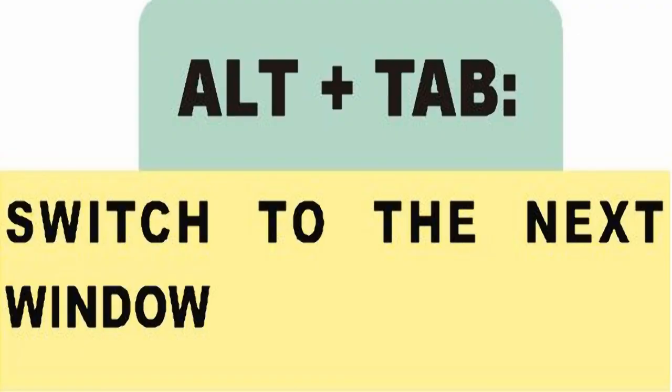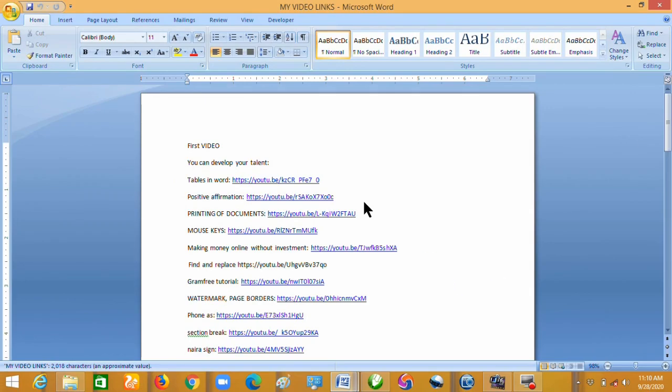Alt plus Tab. Now, if you combine the Alt key plus the Tab key, it will only take effect if you have more than one window open, because it will help you switch between the windows. You will switch from one window to the next window. Alt plus Tab key. Let's use it and see.